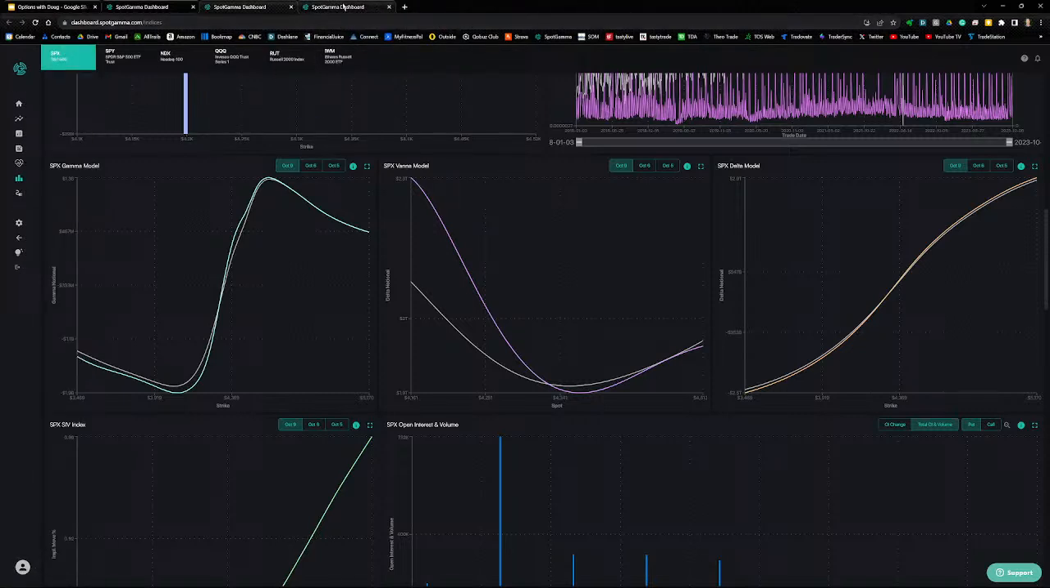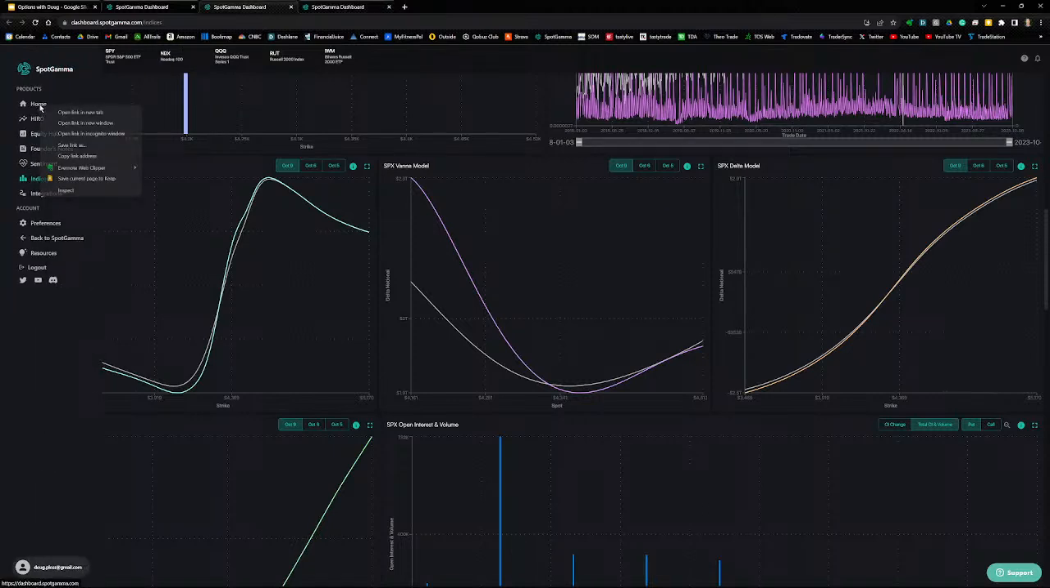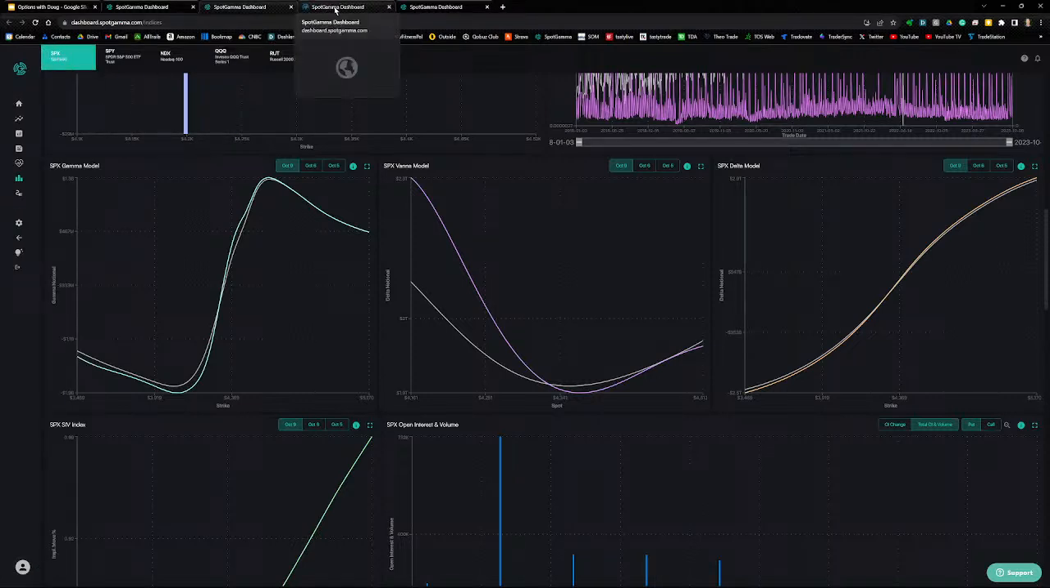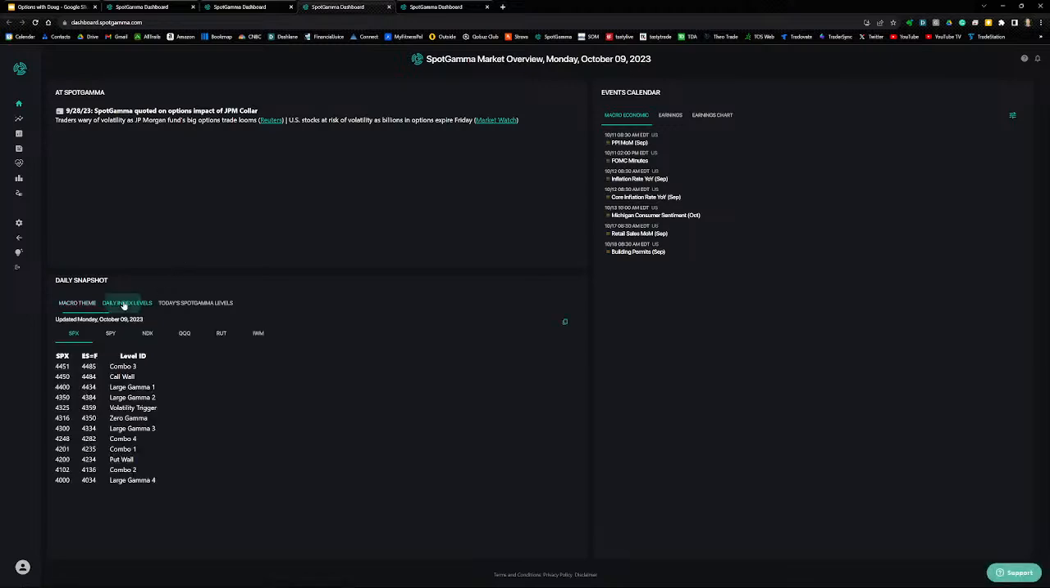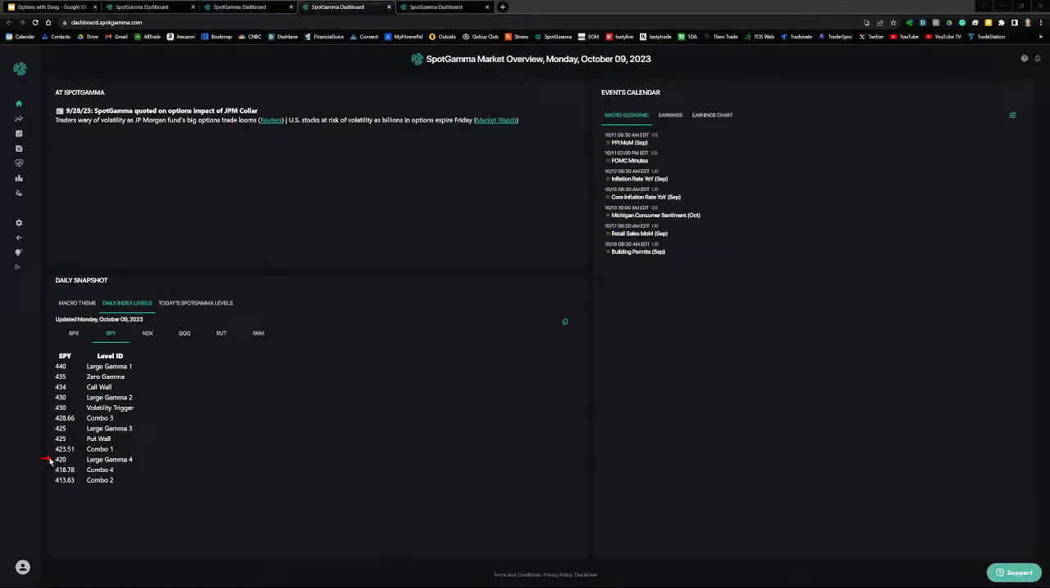All right, so the first thing that I do is, actually, let's go here, let's go to home. All right, so this is updated every day. Here are the SPY levels that I'm using, and on my ES chart I'm just showing the round number levels. So here's the 421 large gamma 4 level, 425 put wall, 430 volatility trigger, that's also the absolute gamma strike, and 434 call wall. So those are the levels that I want to show on my chart.